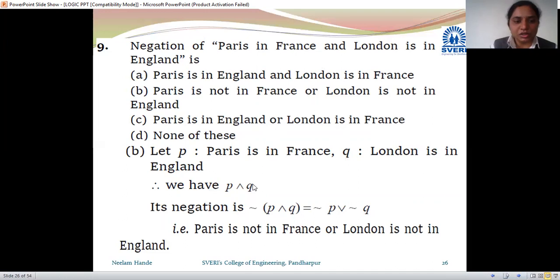Then the negation of P and Q, we have once again the definition: negation P or negation Q. Negation P is Paris is not in France, then in between it becomes or, London is not in England, because we have to write the negation. So what is your correct answer? Paris is not in France or London is not in England. Option number B.